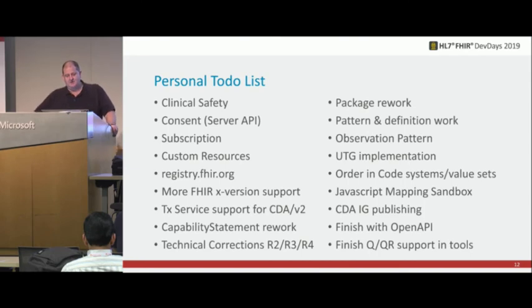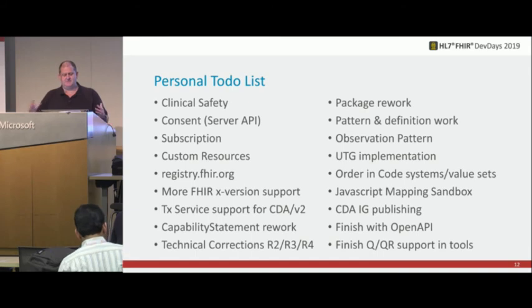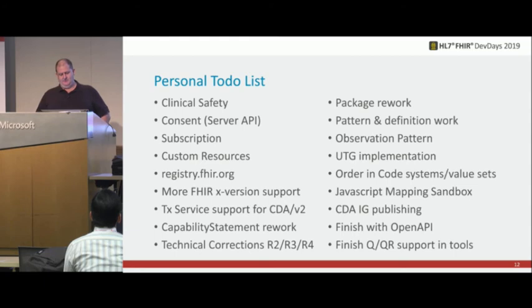We're currently working on moving all the terminology to a single terminology management within HL7. That's very much an HL7-ish thing. We need to get ordinal and real values associated with codes better handled. I'm working on a JavaScript mapping sandbox, which I'll be talking about when I talk about mapping from CDA and version 2 to FHIR. We're moving the CDA implementation guide and the CDA spec itself over to a FHIR-based publishing framework.